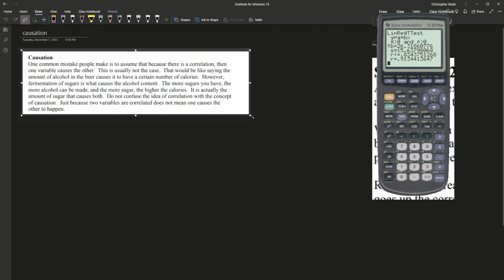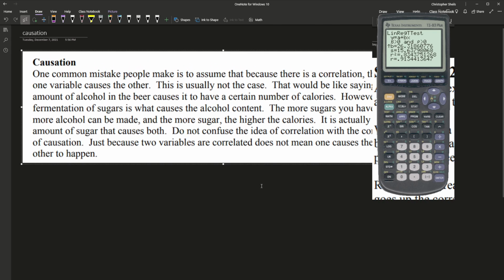The next thing we need to discuss is this idea of causation. One common mistake that people make is to assume that because there is a correlation, one variable causes the other. This is usually not the case. This would be like saying that the amount of alcohol in the beer causes it to have a certain number of calories.